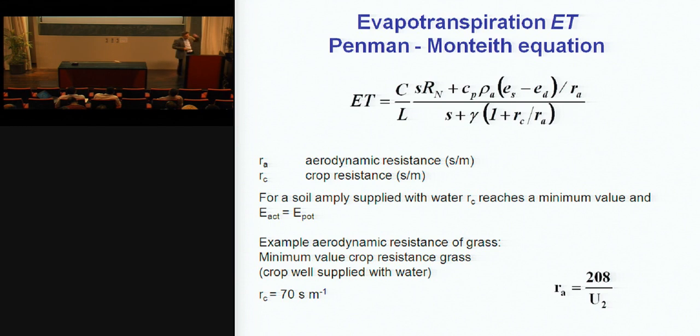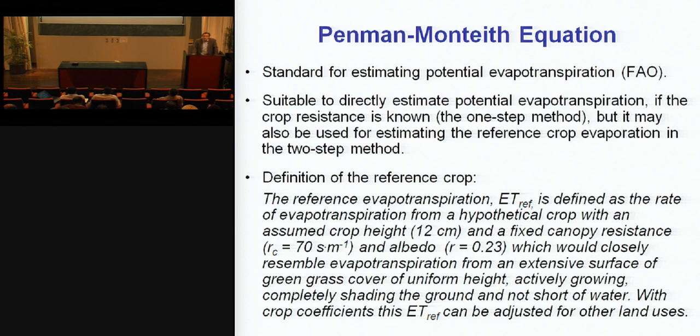The Penman-Monteith formula is a standard formula which water people use to estimate potential evapotranspiration. If you can parameterize the crop resistance in an actual way, then you can also use it for actual evaporation, not only potential. If you know how much water shortage or water supply you have, then you can parameterize that in the crop resistance and calculate the actual ET directly. It's a reference ET. Usually you use a 12 centimeter crop height grassland with a crop resistance of 70 seconds per meter and albedo of 0.23, and then you can calculate a reference evaporation for this grassland.